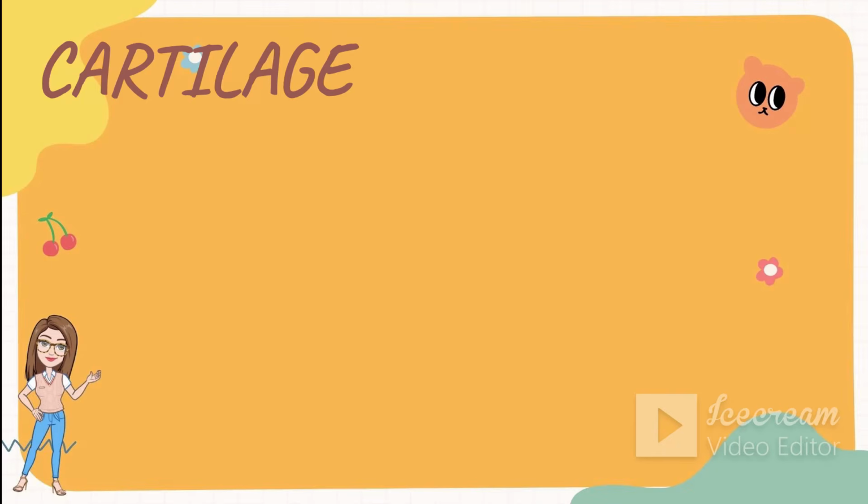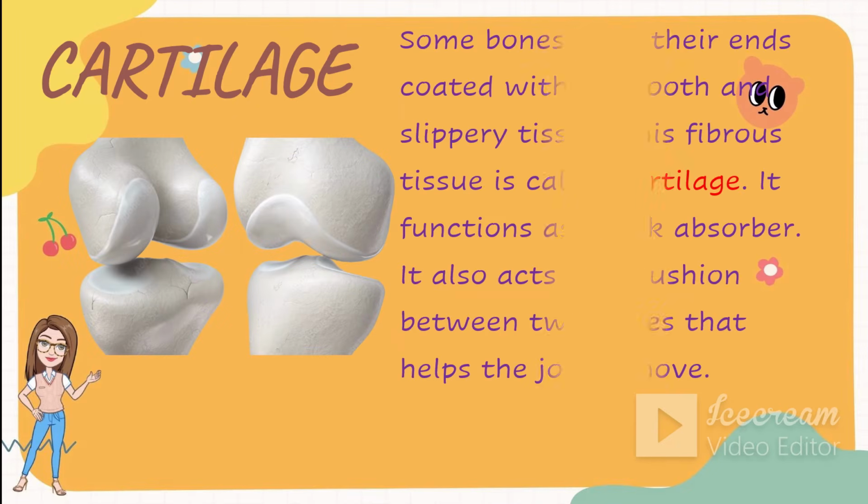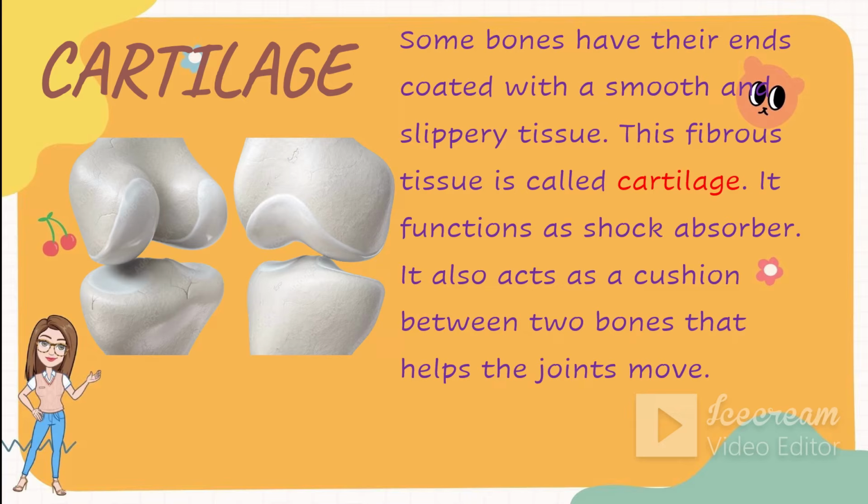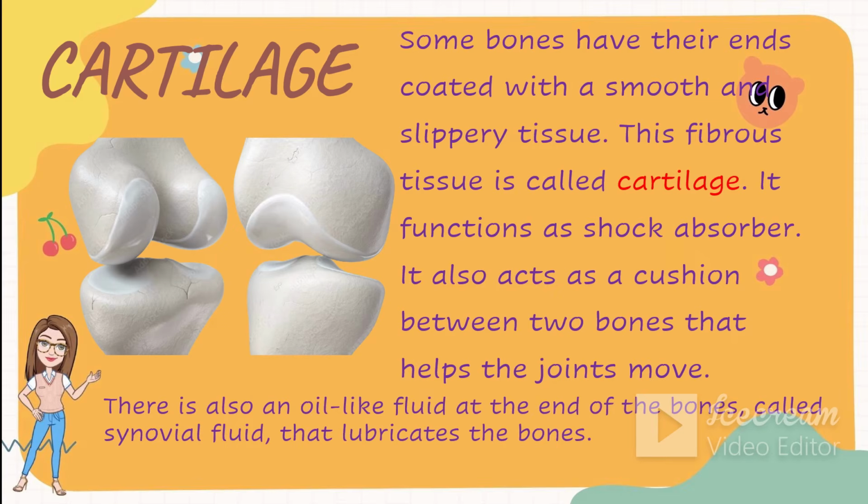Another hard tissue is cartilage. Some bones have their ends coated with a smooth and slippery tissue. This fibrous tissue is called cartilage. It functions as a shock absorber. It also acts as a cushion between two bones that helps the joints move. There is also an oil-like fluid at the end of the bones called synovial fluid that lubricates the bones.